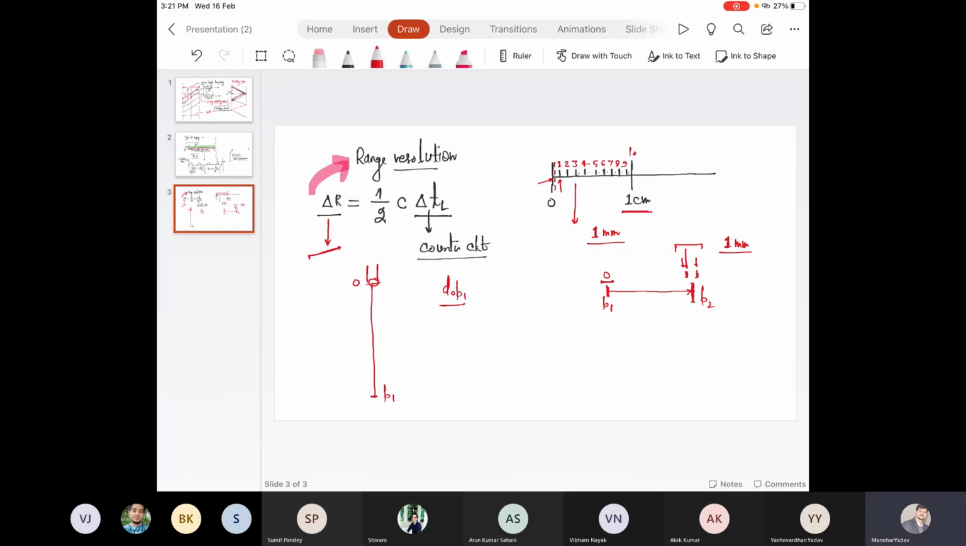So delta R gives us an idea that if the range lies between this and this, that is the delta R. This is the resolution: the distance to P1 could be anywhere within it. This delta R is the range resolution, and it is a limitation of this instrument. This delta R is dependent on delta TL.